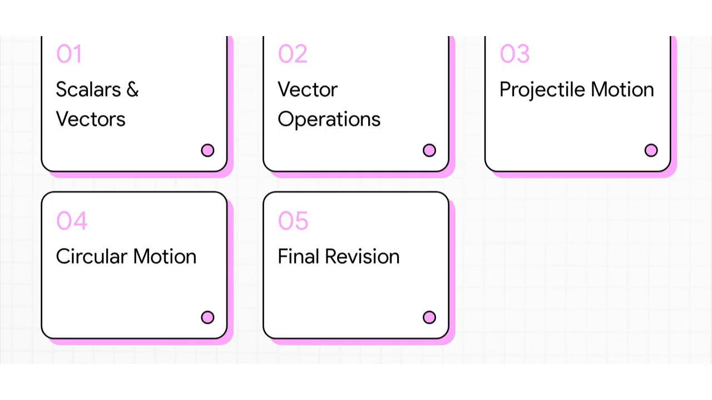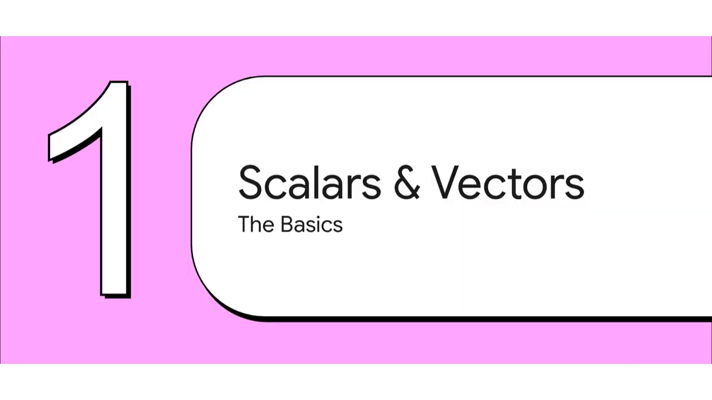First up, we'll nail the basics, scalars and vectors. Then we'll play around with vectors, adding and resolving them. After that, it's the big one, a full postmortem of projectile motion. Then we'll decode uniform circular motion and wrap it all up with a quick-fire final revision. Ready? Let's do this. All right, first things first.